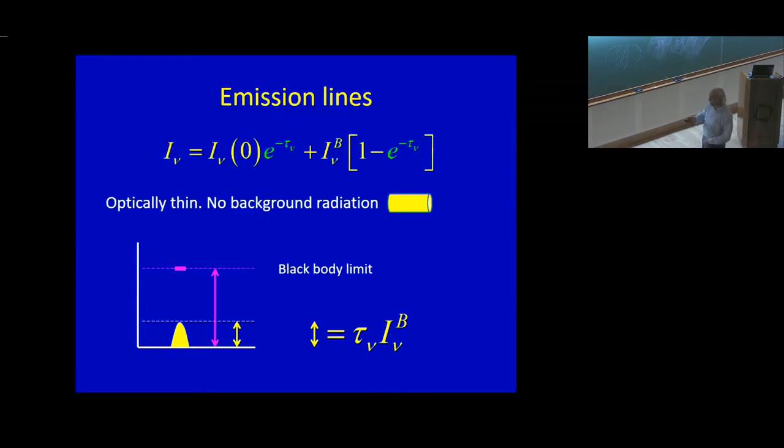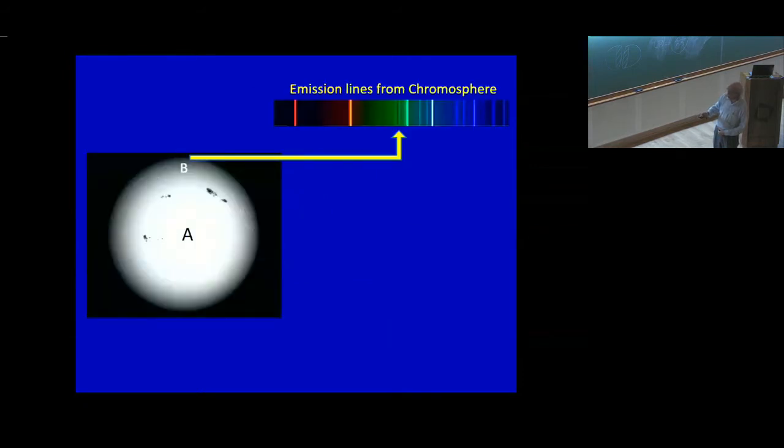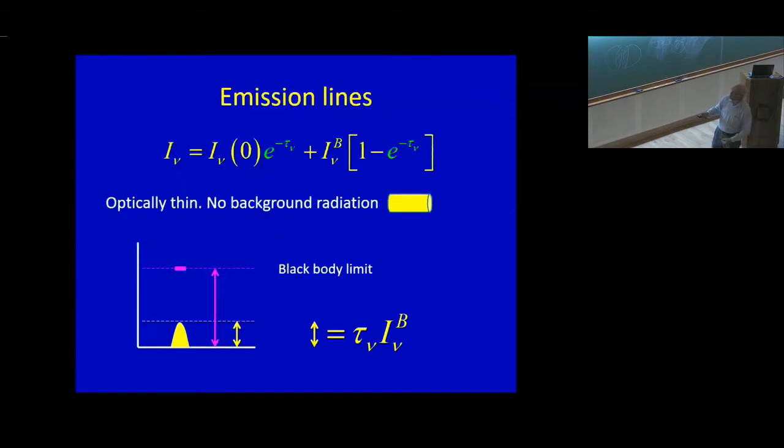Let's go back to the equation of radiative transfer, which is over there. Now, when I look at the sun in that direction, there is no background radiation. There is no radiation coming from there. So I'm talking of radiation that emanates from the rim of the sun. So the first term is 0, it doesn't exist.